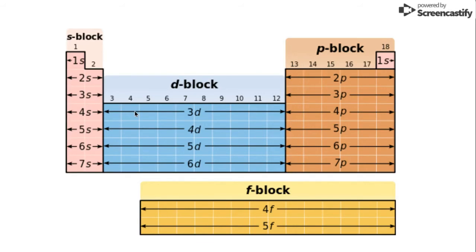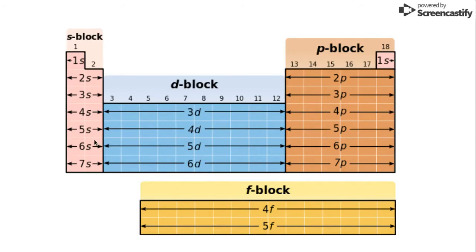And if you're following along on your worksheet, you'll notice that this is the exact same order of filling with those arrows. Notice once we get to the first d orbital, even though this 3d is in the 4th period, it's the 3rd energy level. The d orbitals, the way to determine what energy level they're in, you do the period that they're in minus 1. So we start the 4th period with 4s, then 3d, then 4p, then 5s, then 4d, then 5p.